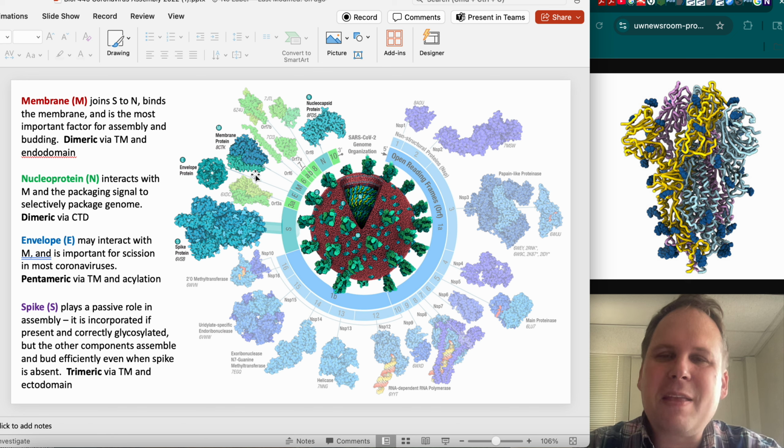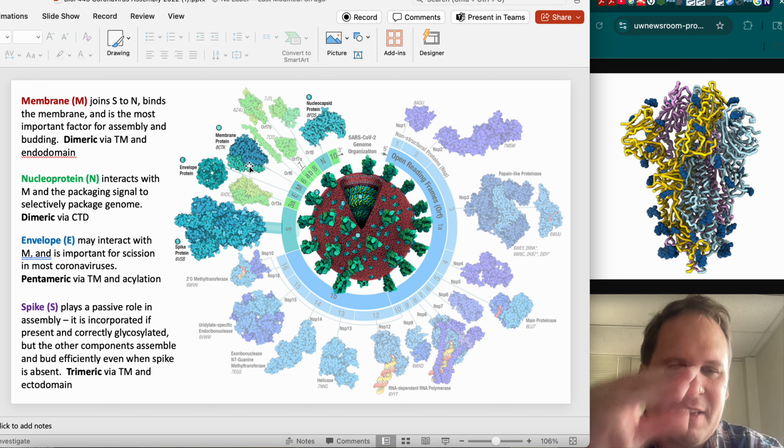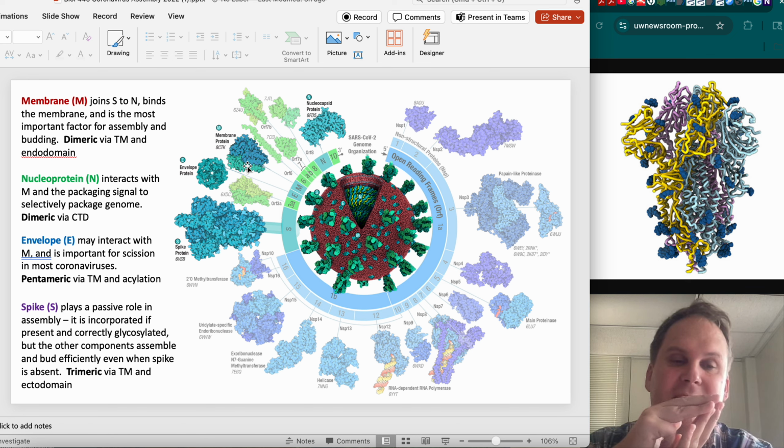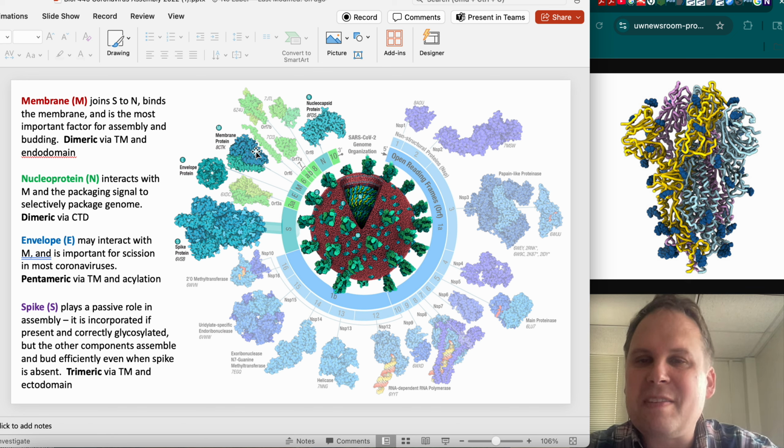That's going to be going through the membrane 3 times. These little squidgy bits that look like fingers at the end, those are the 3 transmembranes. And M is going to exist as a dimer. So there's always 2 copies, so there's always 6 transmembranes there in a bunch.